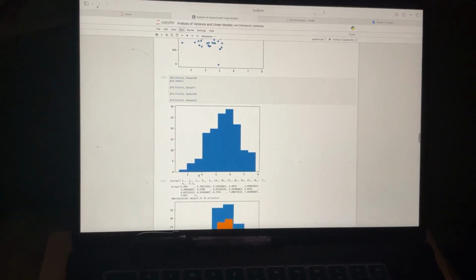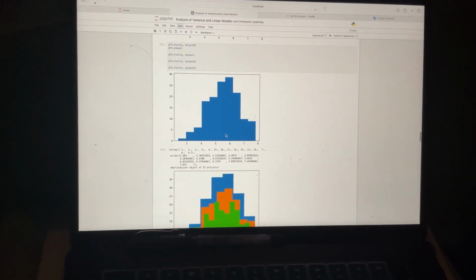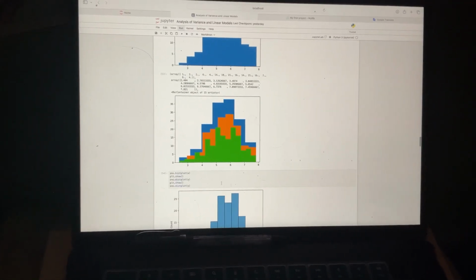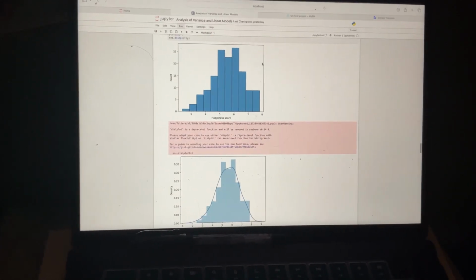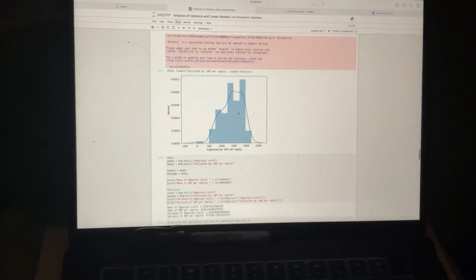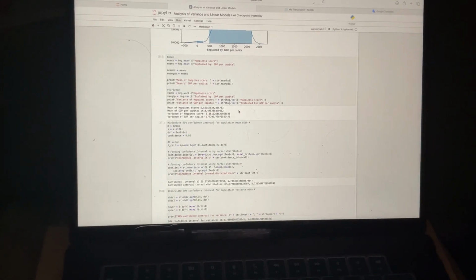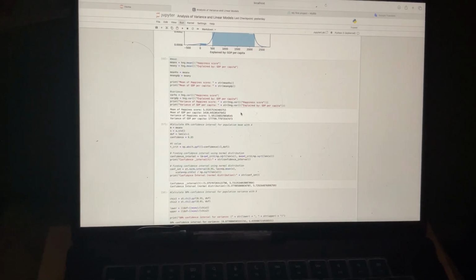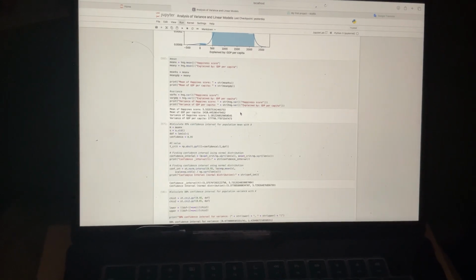Then here are several histograms. And now the mean for the happiness score is 5.5, the GDP per capita is 1410, the variance is 1.18, and the other variance is 1777.98.